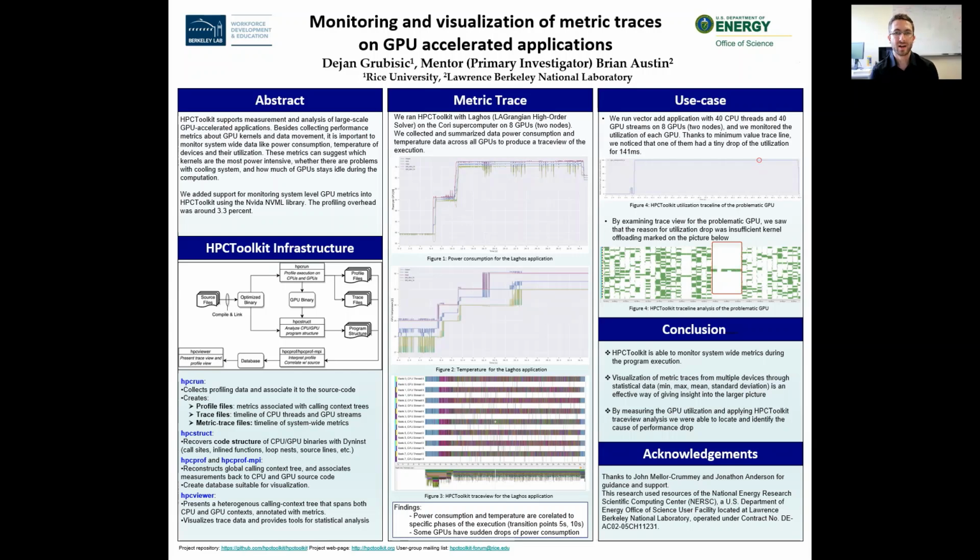So let's see first how HPCToolkit is working. HPCToolkit consists of 4 simple steps. In the first step, we use hpcrun to run our application and collect profile data. As an output, we have 3 kinds of files: profile files, trace files, and from now on, metric trace files, having the information about system-wide metrics and their timestamps.